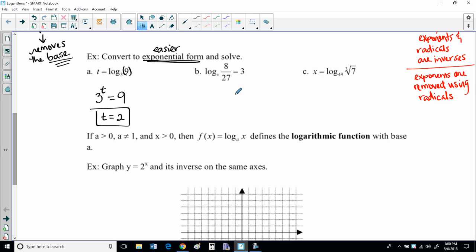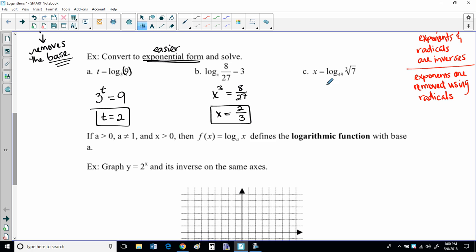Pause it, try those 2, then unpause it and check how you did. All right, so base stays base, output becomes the input, and the input becomes the output. All right, so what cubed equals 8/27? Now, this is an exponent, so you could take the cube root of both sides, or you can just think. What cubed makes 8? 2. What cubed makes 27? 3. There's my answer. All right, and then pause and try.